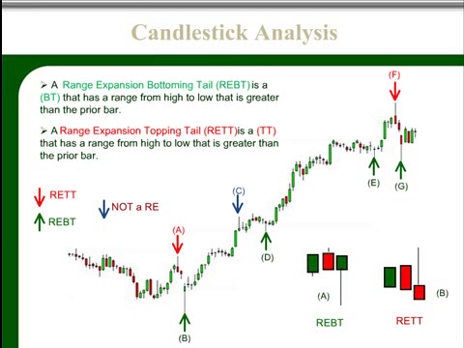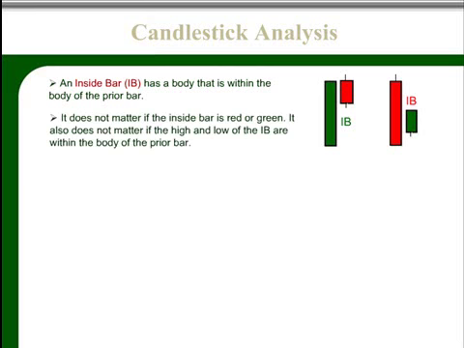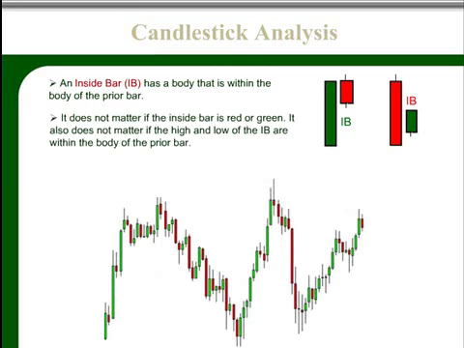An inside bar has a body that is within the body of the prior bar. It does not matter if the inside bar is red or green. It also does not matter if the high and low of the inside bar are within the body of the prior bar. Let's look at some examples.